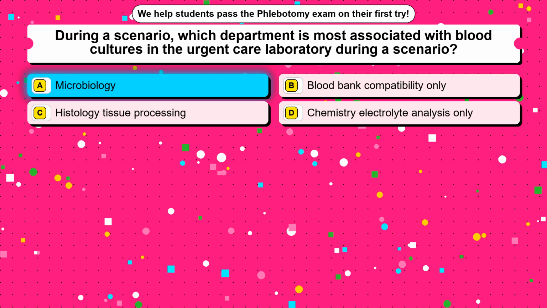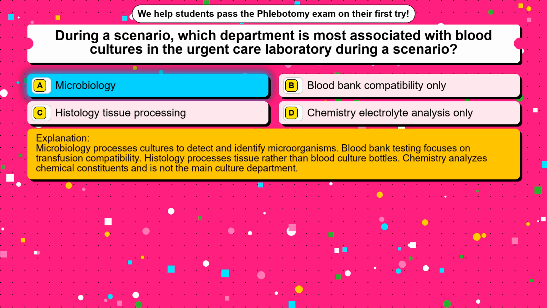Microbiology. Microbiology processes cultures to detect and identify microorganisms. Blood bank testing focuses on transfusion compatibility. Histology processes tissue rather than blood culture bottles. Chemistry analyzes chemical constituents and is not the main culture department.